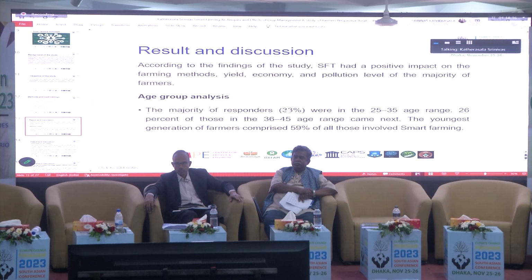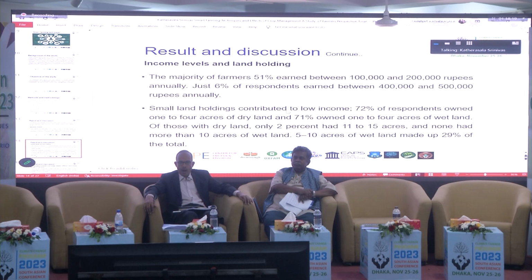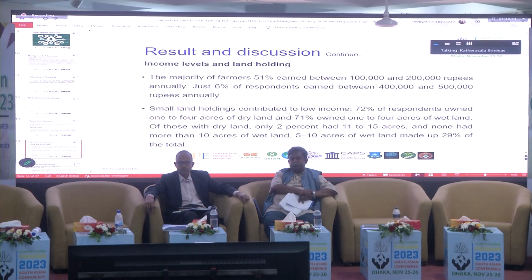Through this study we understood that most of the young generation, below 45 years, are most interested in adopting smart farming technology. And on income levels, sir, as I said before, we basically investigated only small farms, and their income is only on an agriculture basis, not combined with other earnings. We only combined what comes through agriculture per annum.